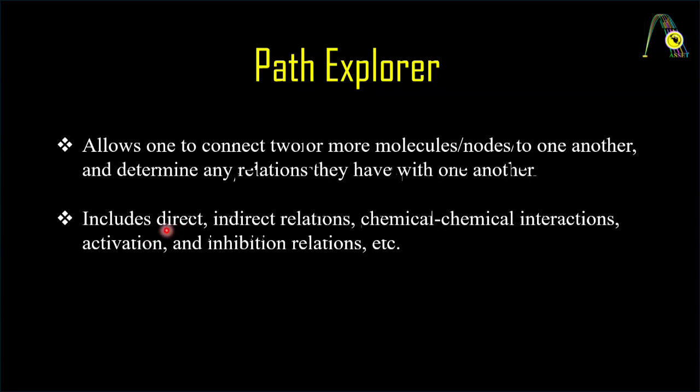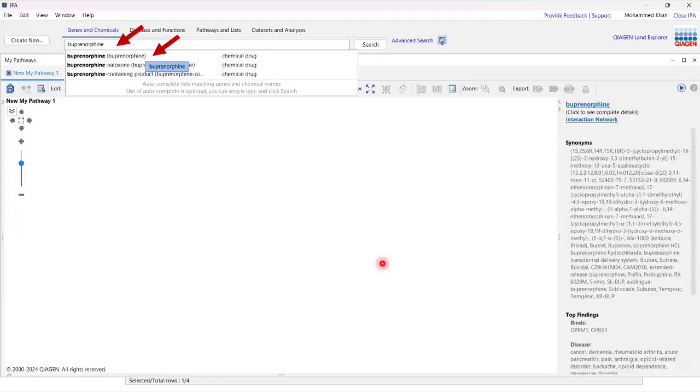And again, it shows you the direct, indirect relations, chemical interactions, activation, and inhibition relations, just like the grow function as well. Okay. So the example that we used last time as well was with buprenorphine.